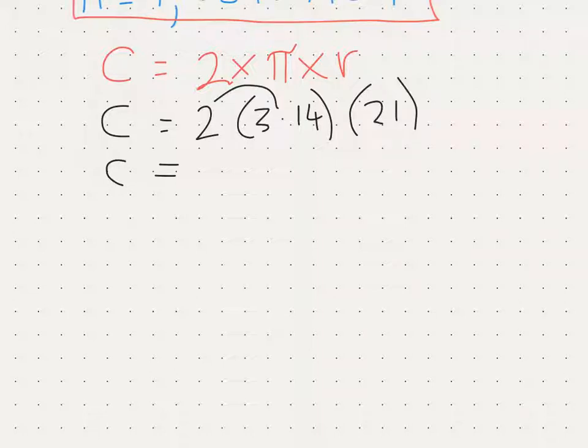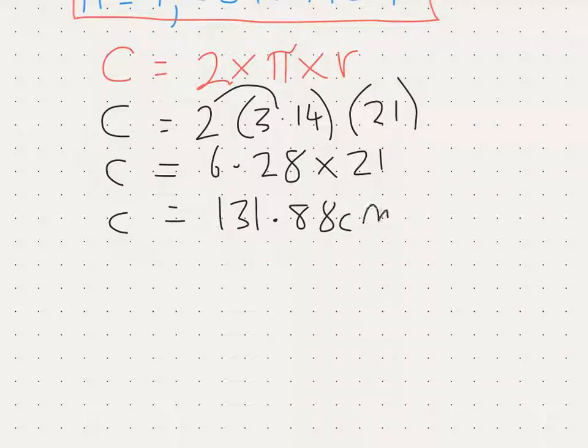2 by 3.14 will become 6.28 multiplied by 21. And when I use my calculator, I discover that that multiplies out to become 131.88 centimetres. Now, there's no squared in this case because I'm dealing with length, not area. So my answer is 131.88 centimetres, and only centimetres.